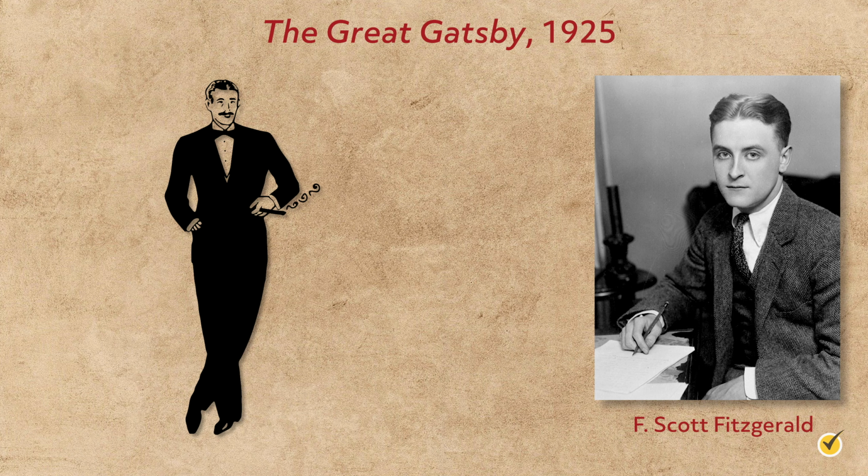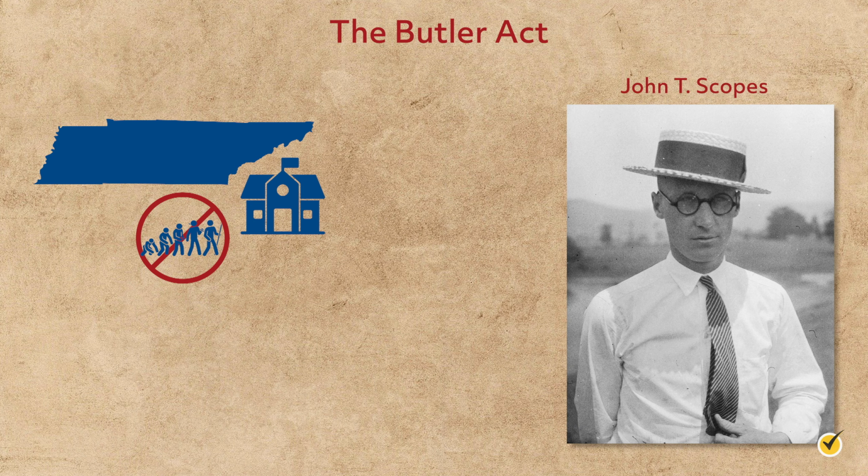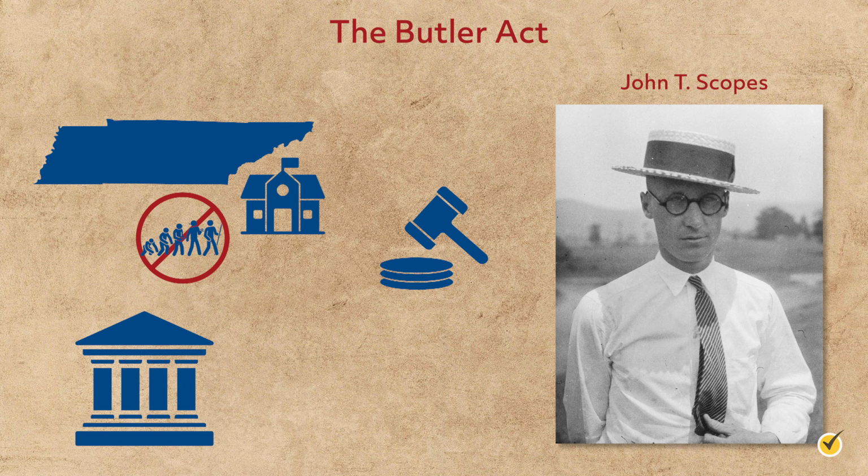It was not only the writers and artists who challenged the existing order. A teacher from Tennessee set out to test the law in 1925. The Butler Act was a provision that prohibited the teaching of evolution in public schools in Tennessee. With the support of the ACLU, John T. Scopes agreed to violate the law to test its constitutionality. The trial garnered national attention as Scopes was ultimately found guilty and fined $100. The conviction was eventually overturned by the Supreme Court on a technicality.